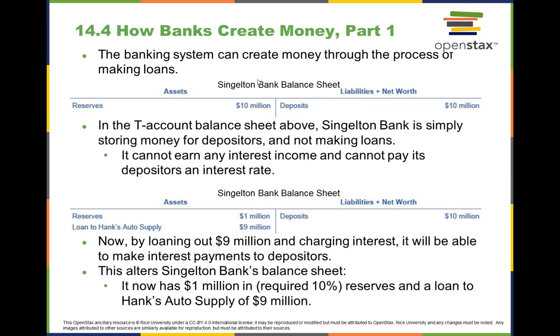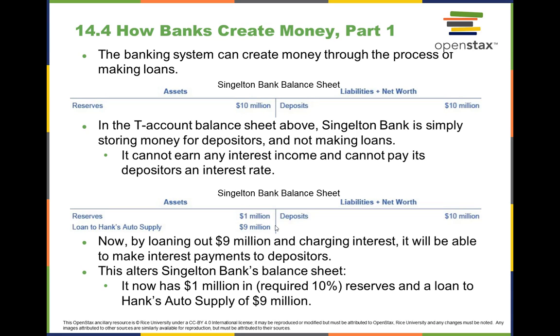So how can a bank create money? The banking system can create money through a process of making loans. In the T account balance sheet above, Singleton Bank is simply storing money for depositors and not making loans. So it's collected $10 million in deposits, and it's also keeping all of it. So its reserve ratio is at 100%. It cannot earn any interest income. It cannot pay its depositors an interest rate. So that's the downside of doing something like that.